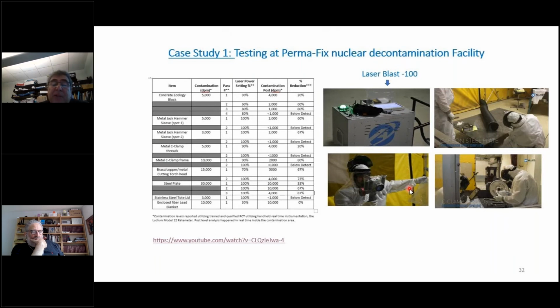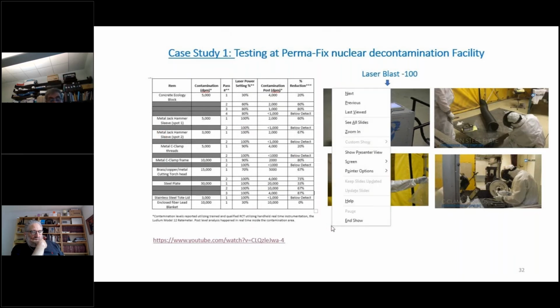So some objects took longer passes to do that. So you can see, for example, the concrete took 4 passes, and the rate of contamination decreased to below 1,000. Some others took only 1 or 2 passes, like the metal jackhammer. So let's look at the video here. Maybe we don't have time to show all of it, but we'll show some of it so you can take a look.